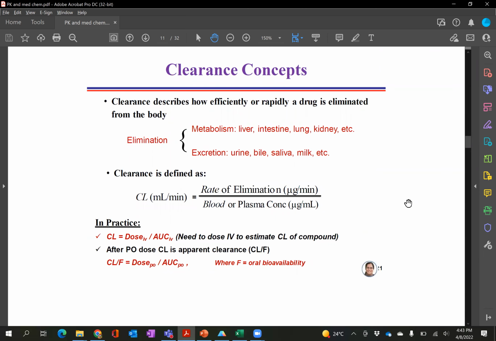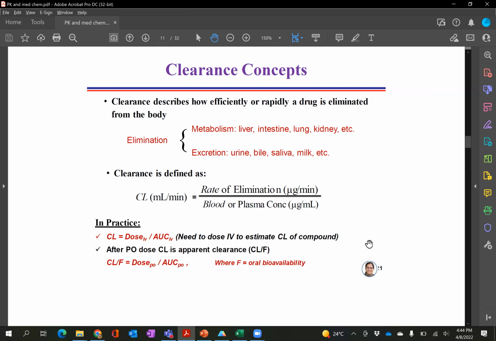So, clearance concepts. Clearance can go through all these different pathways, and this is the same thing we just talked about. But in practice, clearance equals the IV dose divided by the IV AUC. So they said you need to dose IV to estimate clearance of a compound. That's exactly what we are doing, right? We do IV injection. That's the only way you can accurately estimate the clearance.